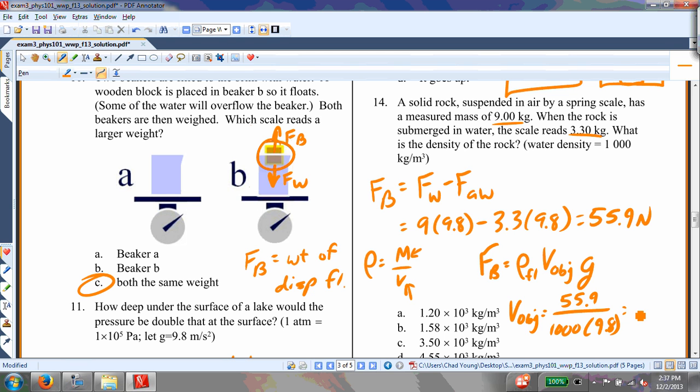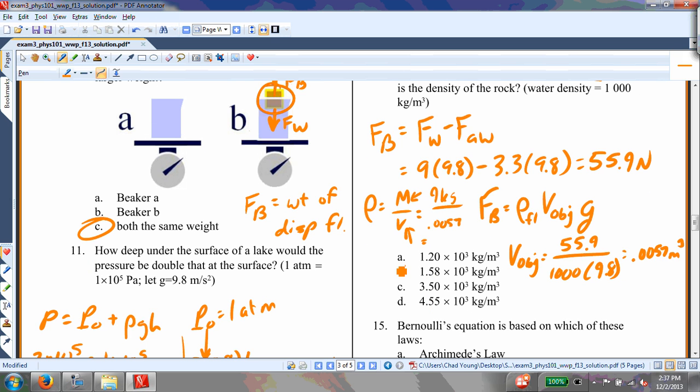I get 0.0057 cubic meters. And now I can find the density. So it's going to be 9 kilograms over 0.0057. I get about 1577, which is going to be B for number 14.